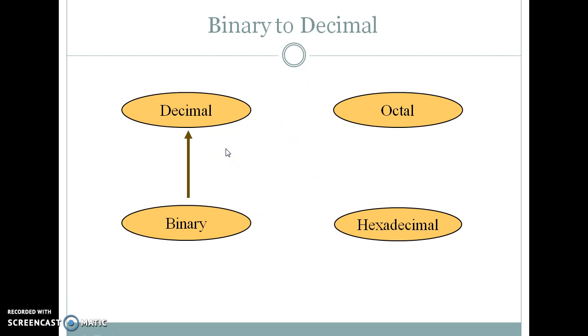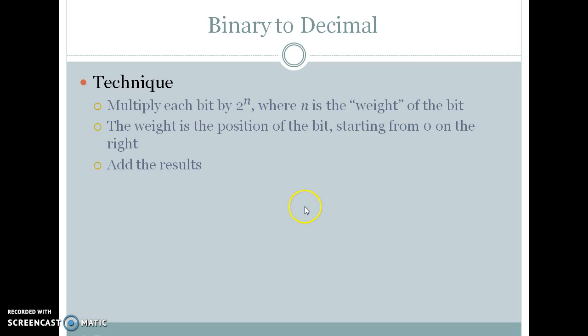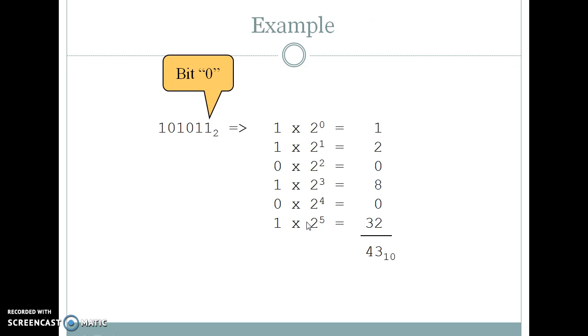Now the next type of conversion is binary to decimal number system. For this, the technique, or you call the method, is multiply each bit by 2 raised to power n, where n is the weight of the bit. Here we take 2 because we have to convert the binary into the decimal number system. The weight is the position of the bit starting from 0 on the right, as we have studied in the previous slide. And finally add the results.